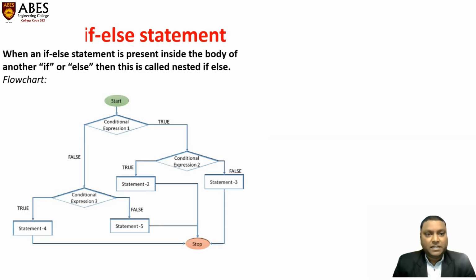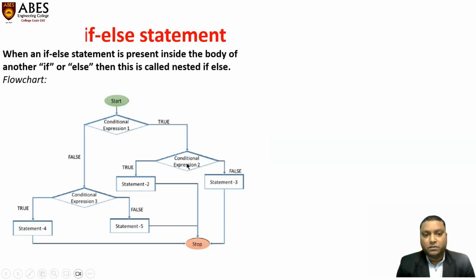When an if else statement is present inside the body of another if or else, then it is called a nested if else. This is the flow chart. Here, after processing with the start, conditional expression 1 is evaluated. If this condition is true, conditional statement 2 will be executed, and here we will evaluate the conditional expression 2.